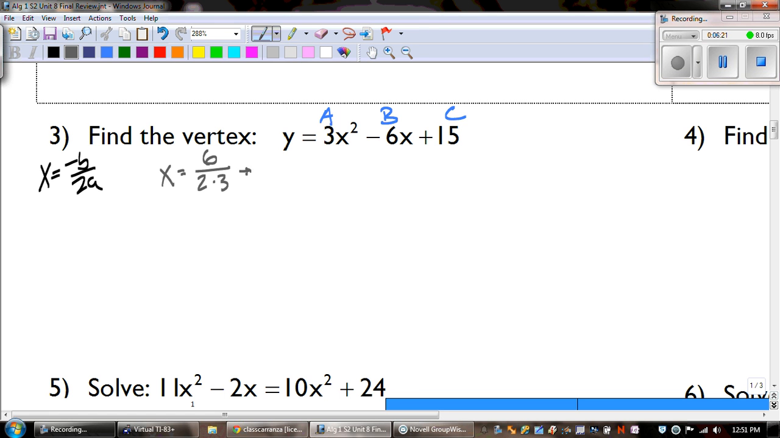You don't know? Well, let's do it. Order of operations, I gotta do the bottom first. 2 times 3 is 6, and then we get that x equals 1. Okay? So now that we know what x equals, we have to figure out what y equals.